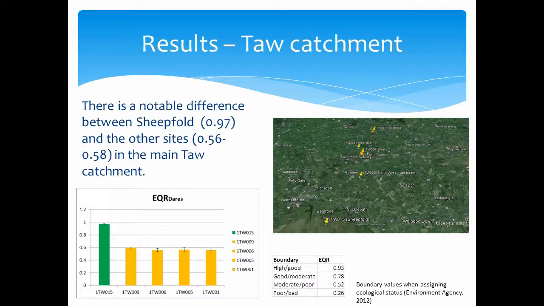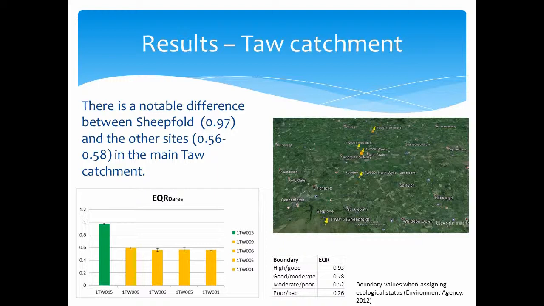Now onto the results. Once the EQRs had been calculated, it was possible to assign the ecological status to each site using the maps and the EQRs. So as you can see from the graph, there's a notable difference between Sheepfold, 1TW015, and the other locations found in the main Tor catchment.